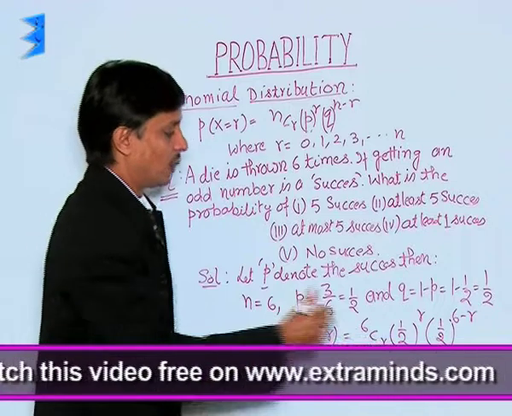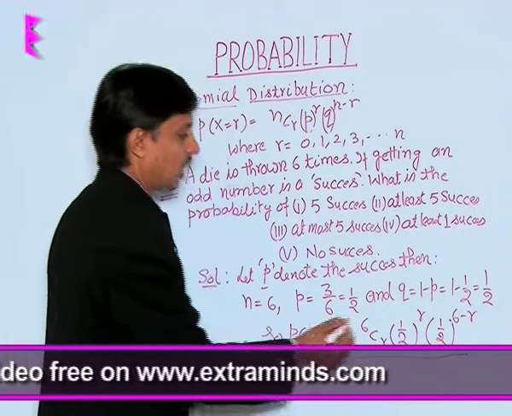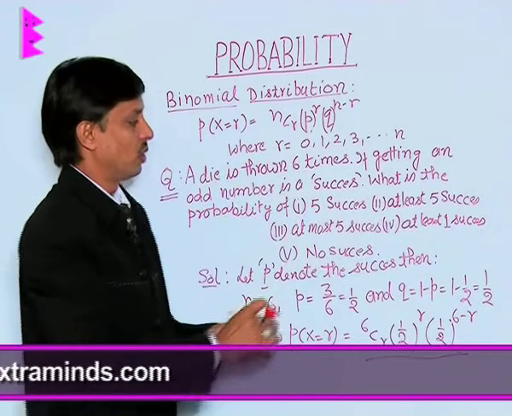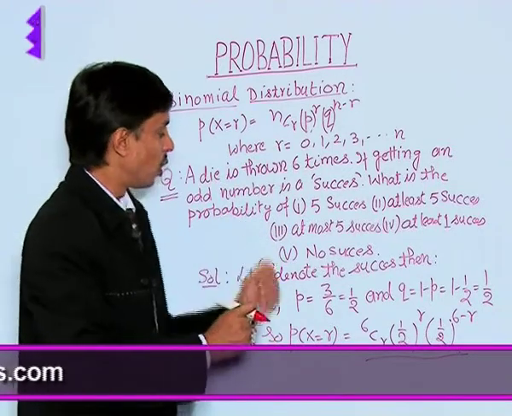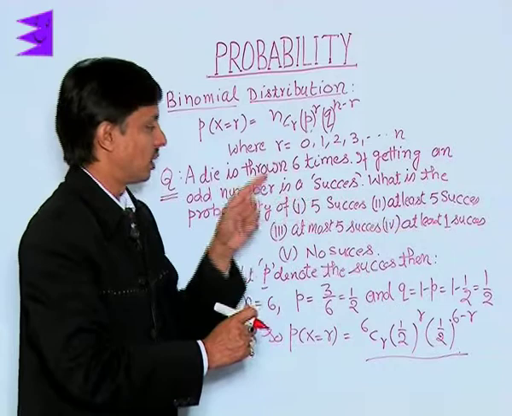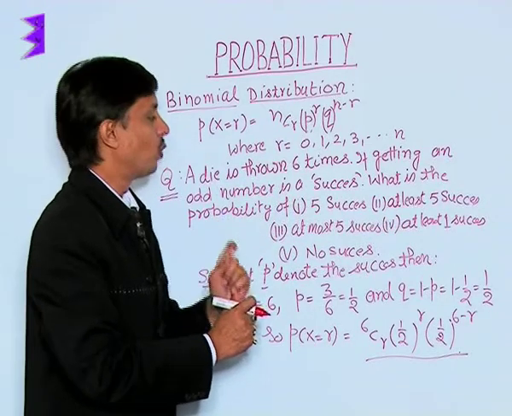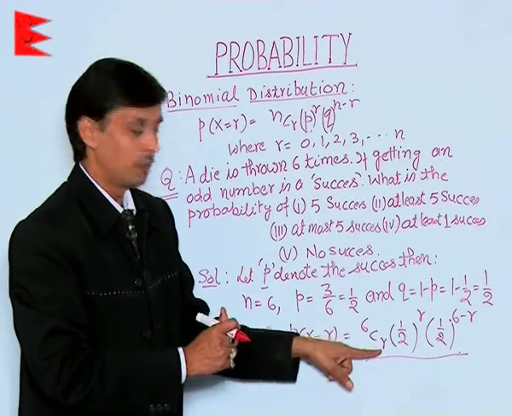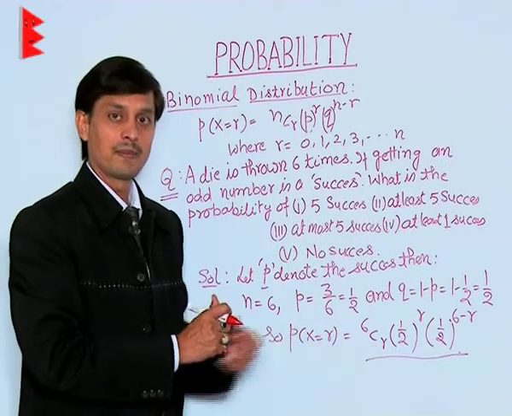So with the help of this formula, obtained from the given situation, we will solve all 5 parts which are required here. That is how we will get the 5 successes. So for 5 successes, we will replace r by 5.